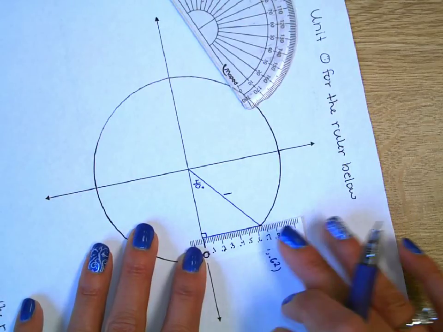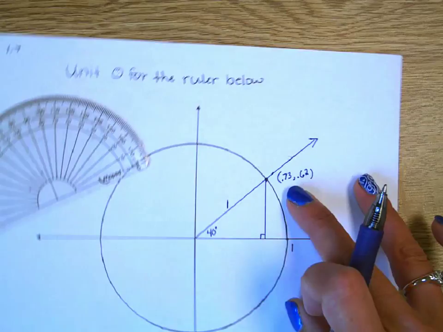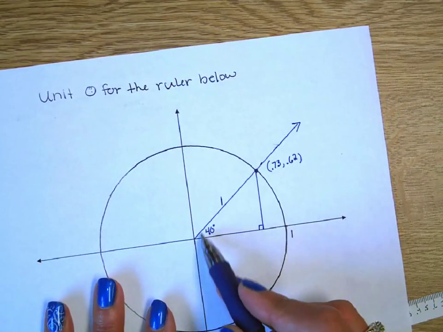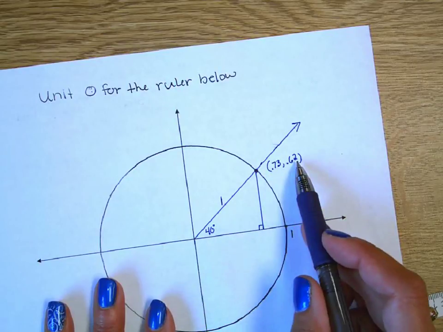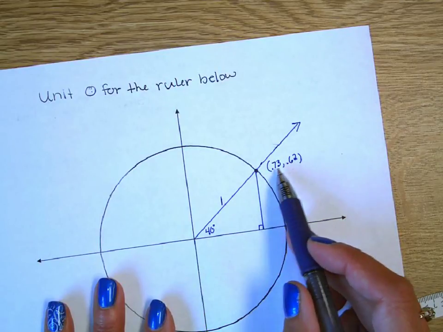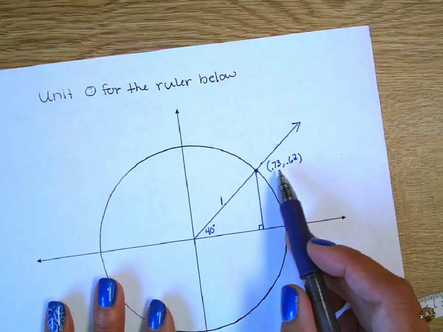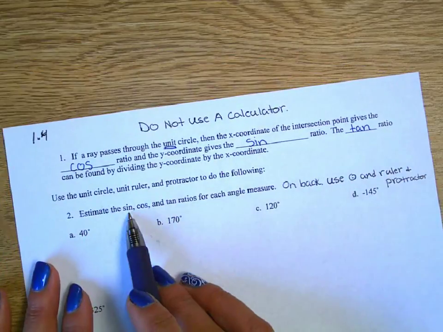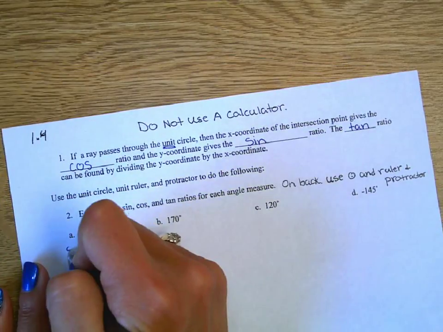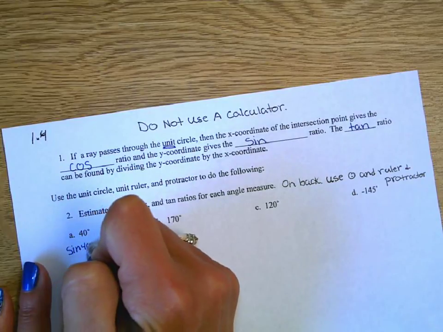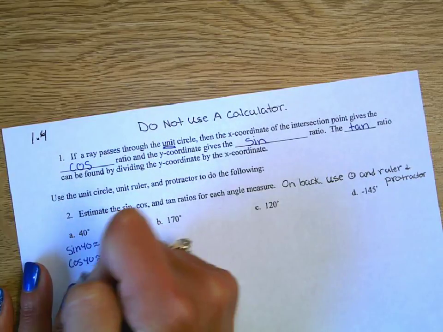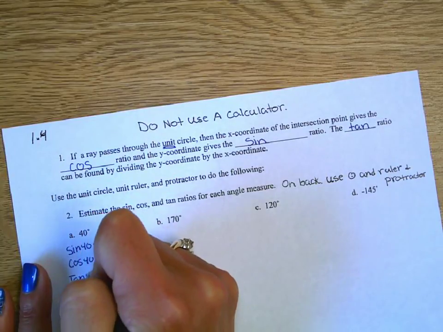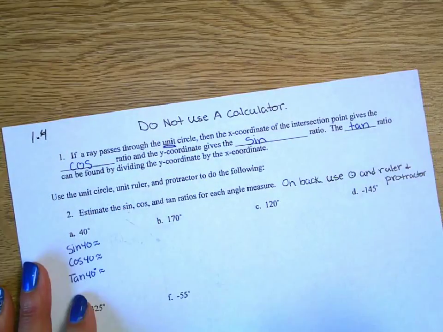Yeah. Okay, so now that we know that ordered pair, what is the cosine of a 40-degree angle? What's the ratio going to be? Which one of these is giving me cosine? X or Y? X. So, on the other side, it says estimate sine, cosine, and tangent. So the sine of 40 degrees is about equal to, cosine of 40 degrees is about equal to, and tangent of 40 degrees is about equal to.